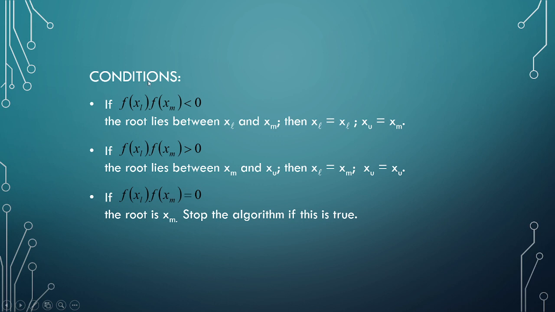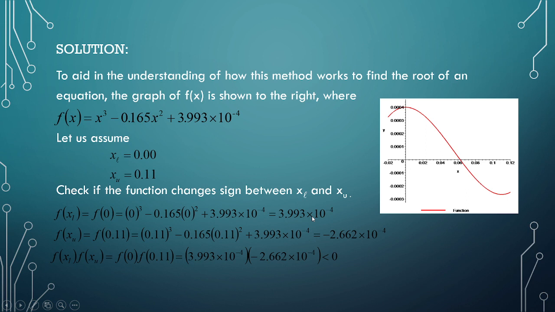These are the conditions for the bisection method. You can see that XL denotes the lower limit and XM denotes the midpoint. If f of XL into f of XM is less than 0, the root lies between XL and XM. If it is greater than 0, the root lies between XM and XU, where XU denotes the upper limit. If it is equal to 0, the root is XM. If the algorithm is true, we can see the result here.